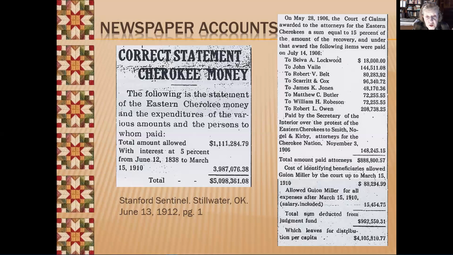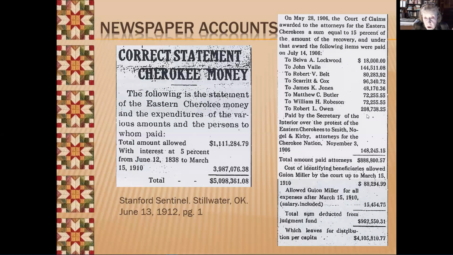Paid 1906. This is 1906 money. Look at this fella down here, Robert L. Owen, $208,738.25. He got way more than any of these people.